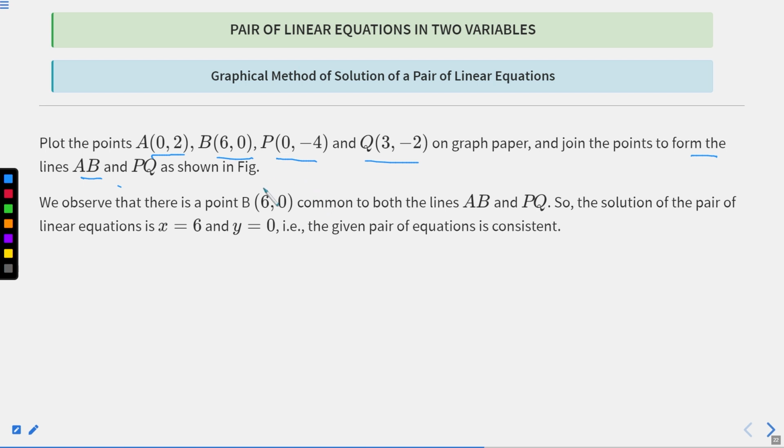That is shown in the figure. Here we observe that there is a point B, 6 comma 0, common to both the lines AB and PQ. So the solution of the pair of linear equations is x is equal to 6 and y is equal to 0. That is, the given pair of linear equations is a consistent pair.